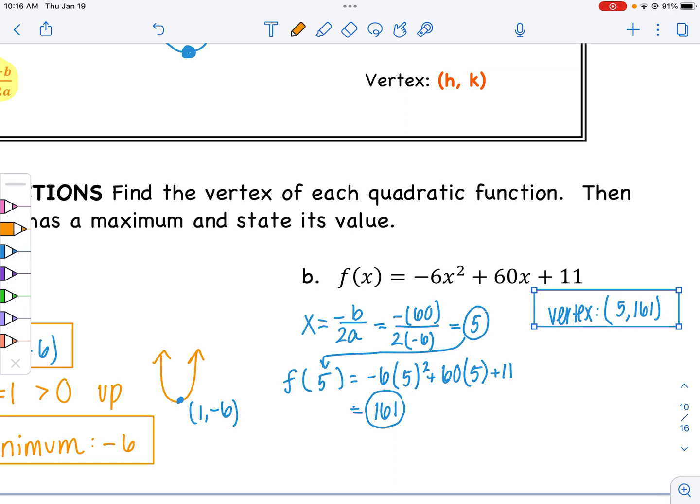Looking at the a value, that's going to tell us if it opens up or down. Since this is negative, that means my graph will open down. It's going to open down and change shape at your vertex. So since it opens down, that means you're going to have a maximum. Again, the max or min only occurs at the y value. So maximum at 161.